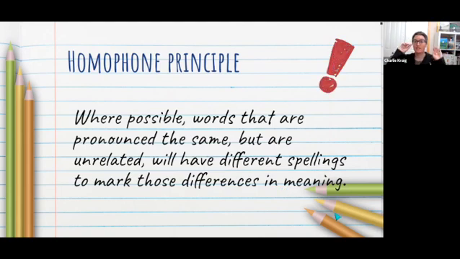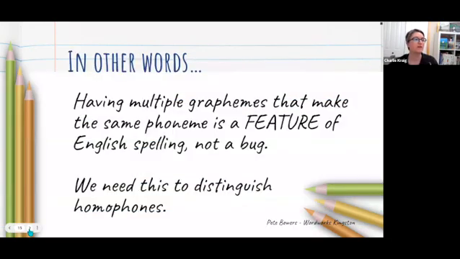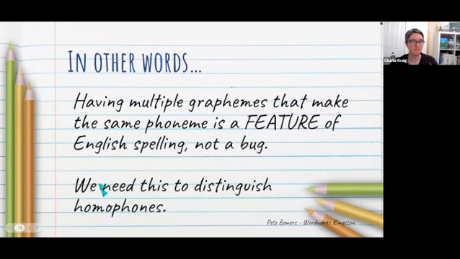So to me, this is the one principle that, if someone had mentioned this to me many years ago, would have been a game changer. This is a game changer as far as I'm concerned. So when possible, words that are pronounced the same but are unrelated will have different spellings to mark the differences in meaning. Having multiple graphemes that make the same phonemes is a feature of English spelling, not a bug. We need this to distinguish homophones.